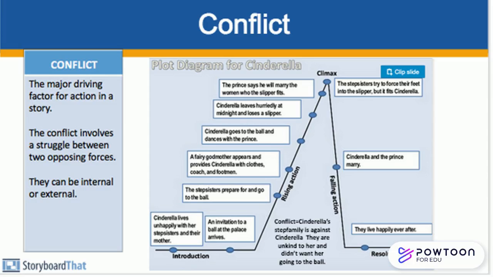Throughout this presentation, I'll be using the classic Cinderella as an example. In Cinderella, the conflict is person versus person. Cinderella's stepfamily is against her. They are very unkind to her and they don't want her going to the ball.